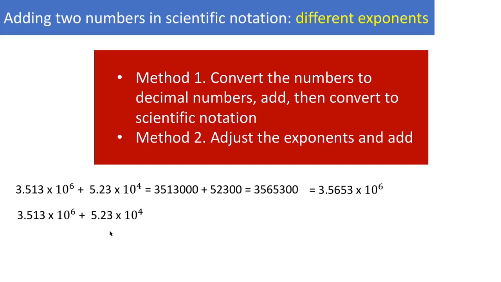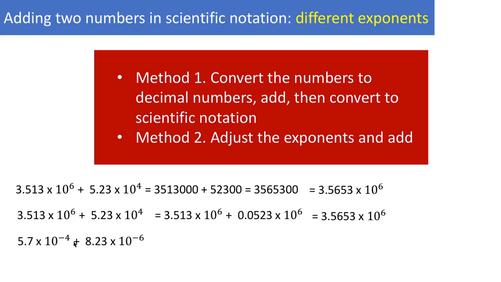Now here I'm going to change one of these powers to be the same as the other. Easier to take the smaller of the two. This is smaller than this, so I need to make this 6, which means I'm multiplying this by 10 to the power 2. I have to divide this by 10 to the power 2, so I'm going to move this to the back 2 positions. So now we have the same power. Then I can add this number and this number. I get 3.5653 times 10 to the power 6, which is the same as we did before.